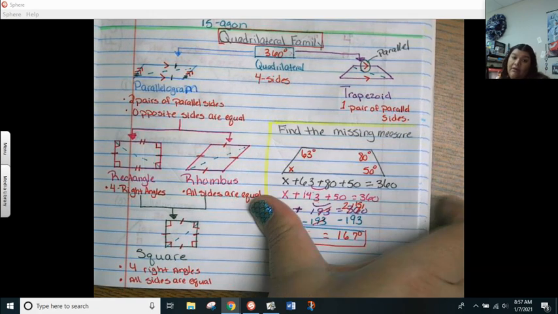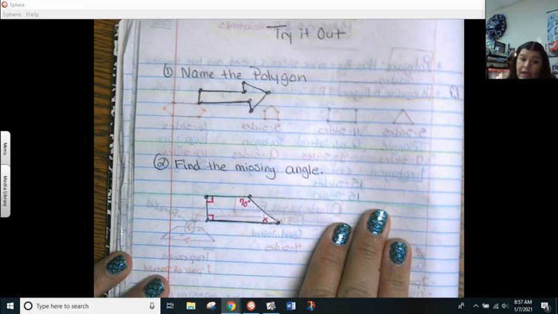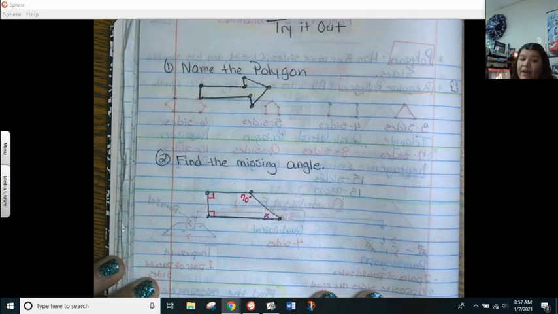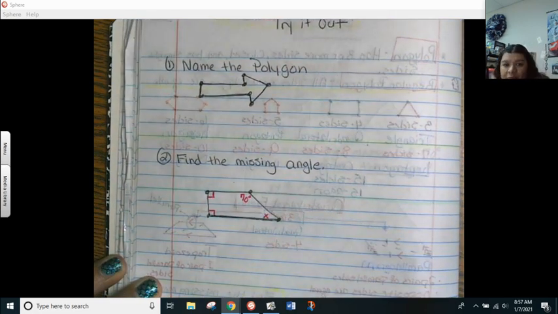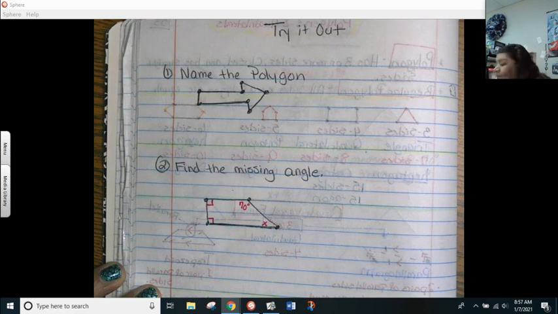So I'm gonna have you try some out. You're just gonna be naming them, see how you do on naming them and find the missing measure, okay? So right here, go ahead and press pause, try it out. Give me the name of that polygon and then find the missing angle here. Okay, so press pause and then come back when you're ready.